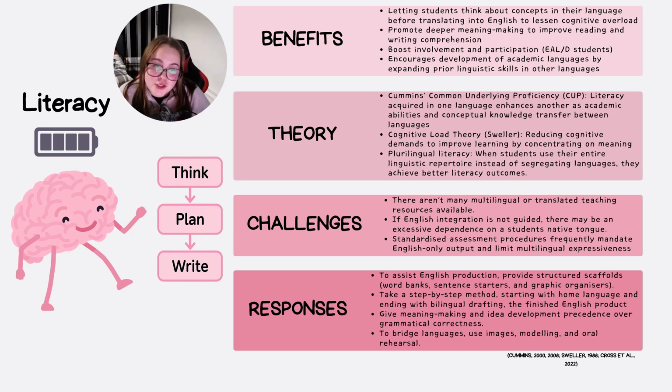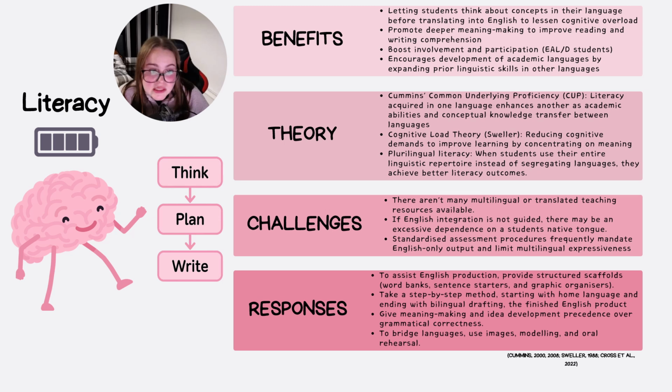Some benefits include letting students think about concepts in their language before translating into English to lessen their cognitive overload, to promote deeper meaning making, to improve reading and writing comprehension, to boost involvement and participation, especially for our English as an additional language dialect learners, and it encourages development of academic languages by expanding prior linguistic skills in other languages.